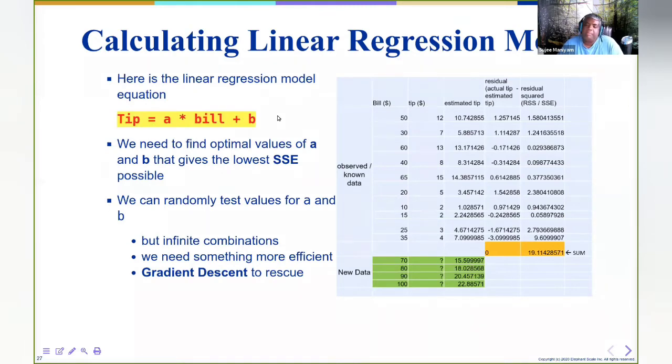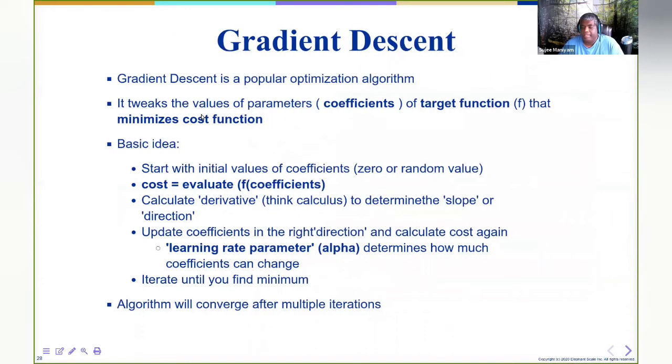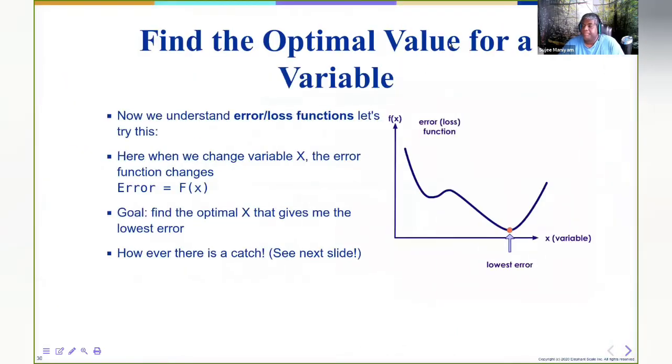We don't want to do this randomly, because that would be an infinite number of combinations. How do you do this smartly? This is where a nice algorithm called gradient descent comes in. Let me show you the gradient descent algorithm. It's a very efficient algorithm, but the concepts are very simple.